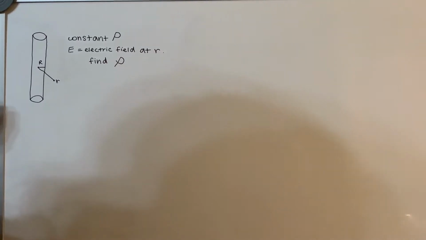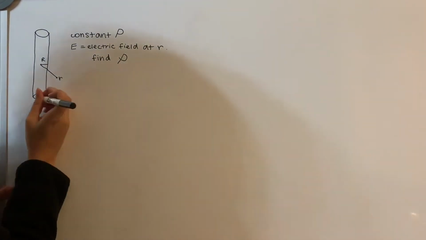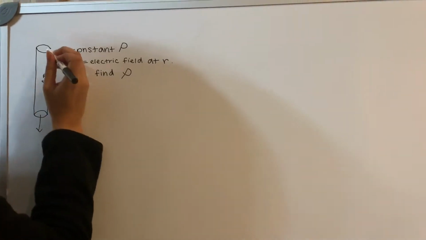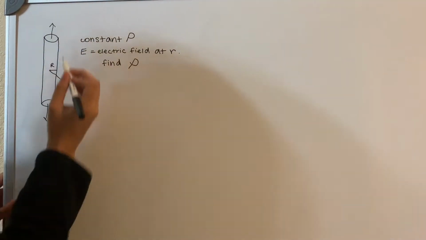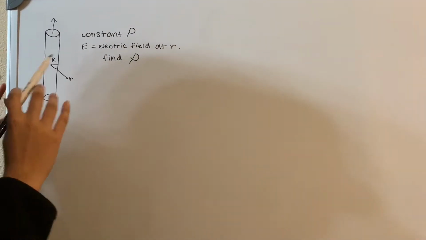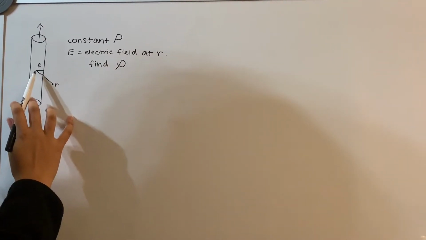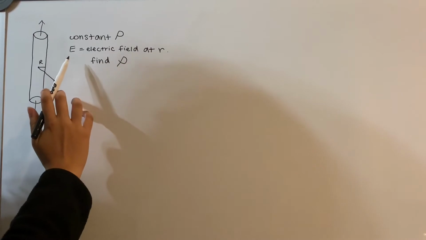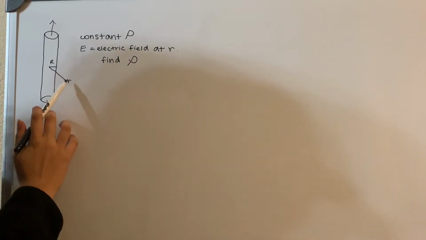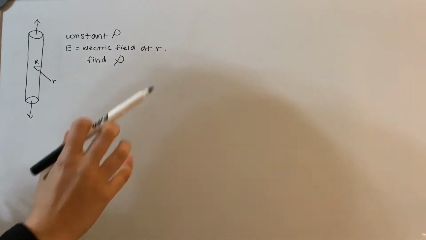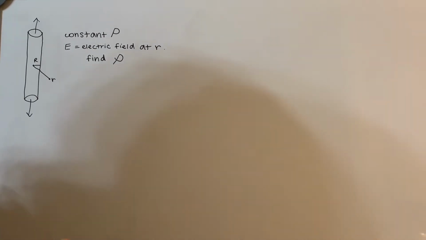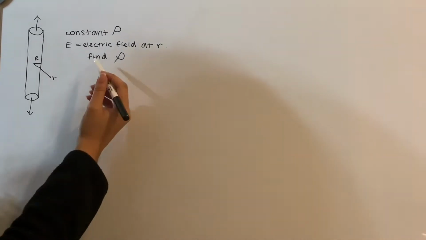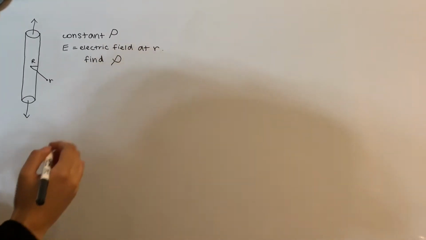So in this problem, we have an infinite charged cylinder. I'm just going to draw some arrows on it to indicate that it is infinite, and it has a radius of large R, and we have a constant volume charge density rho. And we're given that the electric field at this little r, which is an arbitrary point outside of the cylinder, is equal to E, or the magnitude of it is. And we want to find rho, the volume charge density.